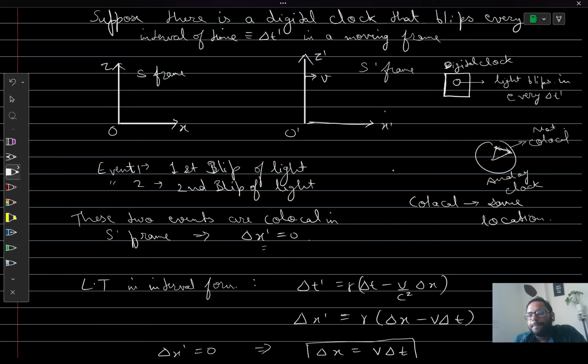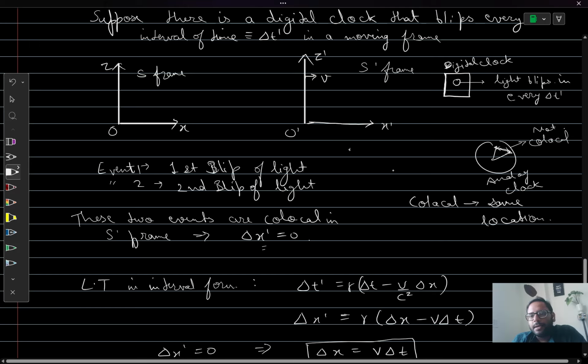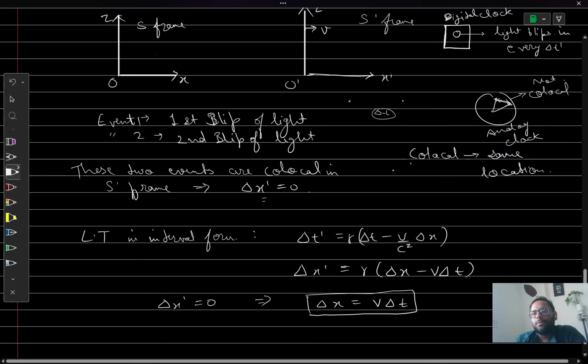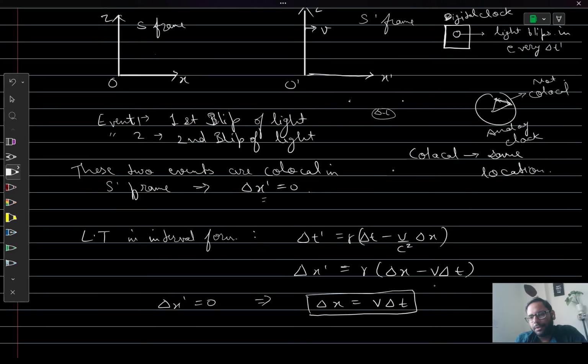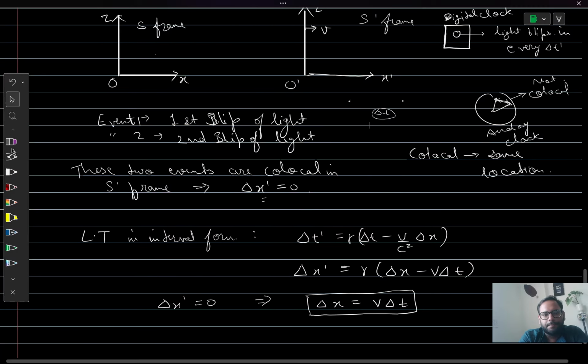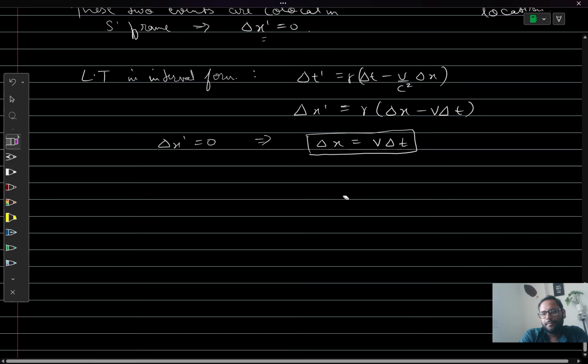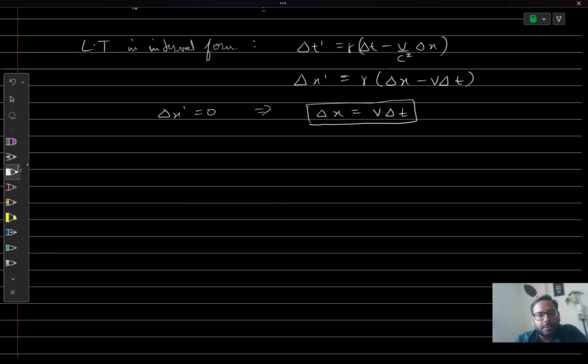When you record the first blip in this frame, and then record another blip in this frame, it will take some time, and in that time this whole frame will move rightwards. So it is simple to see that the location of these two blips in the S frame is not 0, because of the motion of the S prime frame. Do you understand this? Right. So it was simple to see.